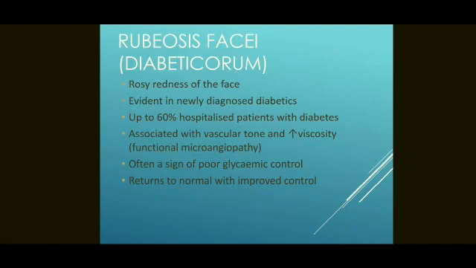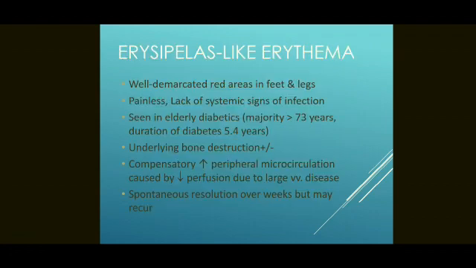Rubeosis faciei diabeticorum presents as rosy redness of the face. It's usually evident in newly diagnosed diabetics. It is seen in 60% of hospitalized patients with diabetes, associated with vascular tone and increased viscosity due to functional microangiopathy. Often it's a sign of poor glycemic control. It returns to normal with improved metabolic control of diabetes. This is the picture showing redness of the face, though it is uncommonly seen in Indian skin type due to the color of the skin.